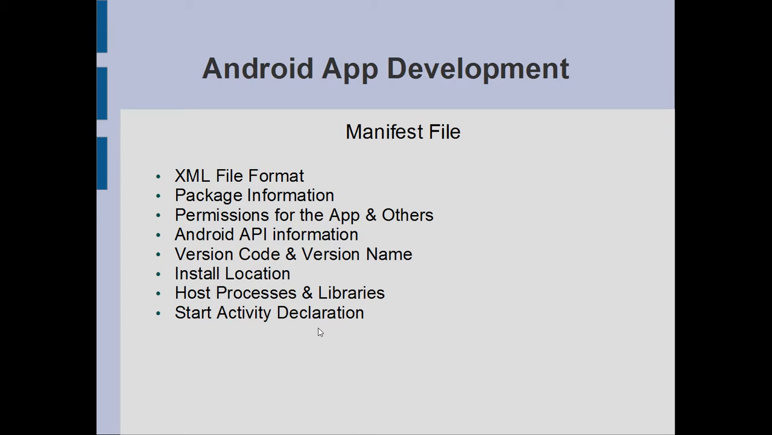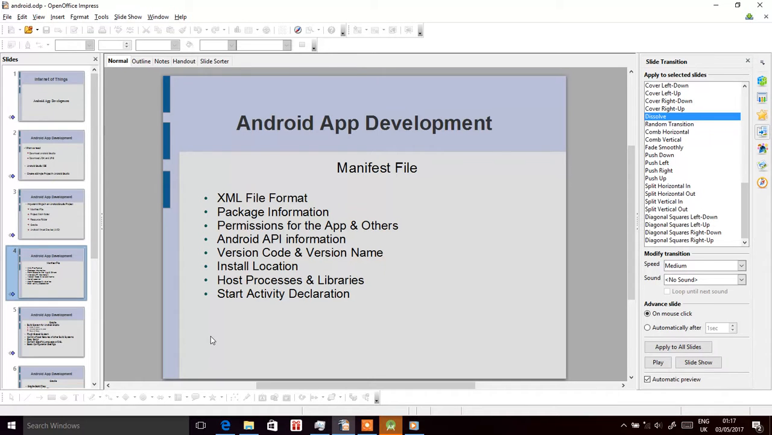Start activity: when your app starts, which activity is going to start. This start activity description contains an intent, in which two actions are defined, and one of them is the launcher, and the other one is the main action. So the launch action means that this is the launcher activity. This is the activity that is going to be shown at the startup of the app.